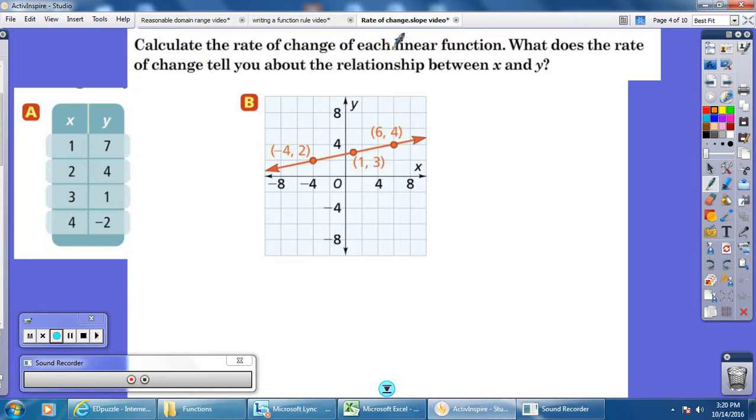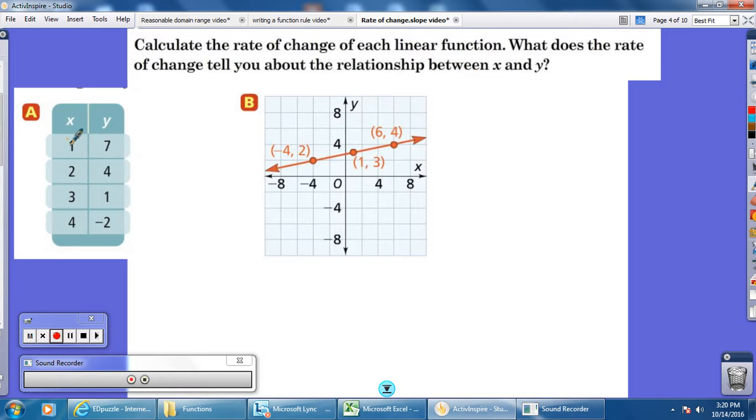All right. Calculate the rate of change for each linear function. And what does it tell you? So let's go over here. Let's do our rate of change. Here, I'm constantly increasing by a +1. Here, here, and here, I'm going down 3: 7 to 4, 4 to 1, 1 to -2. So I do my change in y over my change in x, and that's -3 over 1, which is equal to -3. So that's my rate of change. This is constant, so it tells me it's linear. And it also tells me that y is depending on x. For every x that increases, y decreases 3 times.